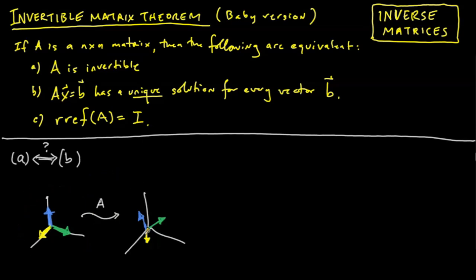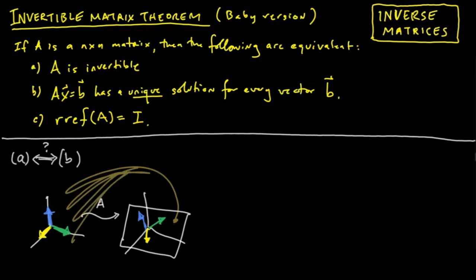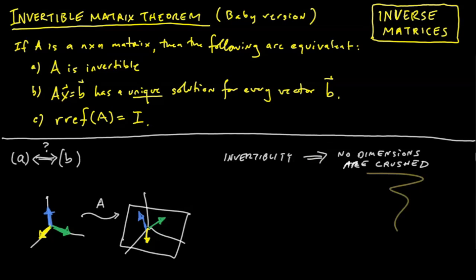Because if it did, for example, if all 3 of those vectors ended up in the same plane, then when we crush all of 3 dimensions into that 2-dimensional plane, we would have to have multiple points from R3 getting mapped to the same point in R2, which means there's no road back from that plane to R3. We would not have that one in, one out property because every point in that plane could have gotten there from multiple different places in R3. So that means that the map could not be invertible. Okay, so we know that invertibility implies that no dimensions are crushed.